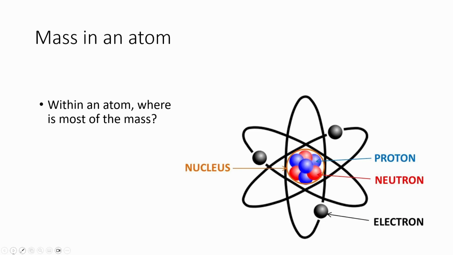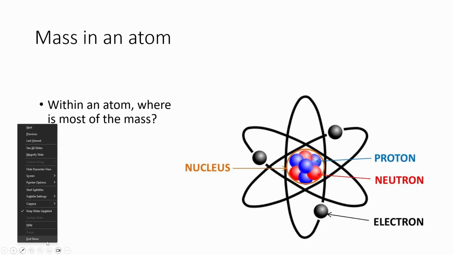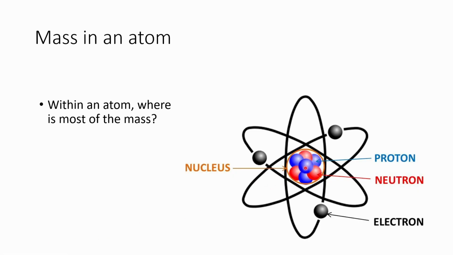So, a small recap. Within an atom, where is most of the mass? Well, it's in the center. It is in the nucleus. Because we have a lot of protons, which have a mass of 1, and neutrons, which have a mass of 1, most of the mass is concentrated at the nucleus.